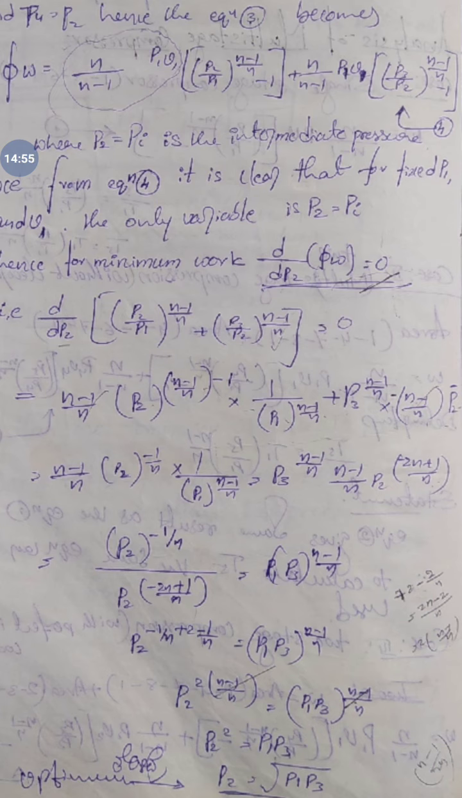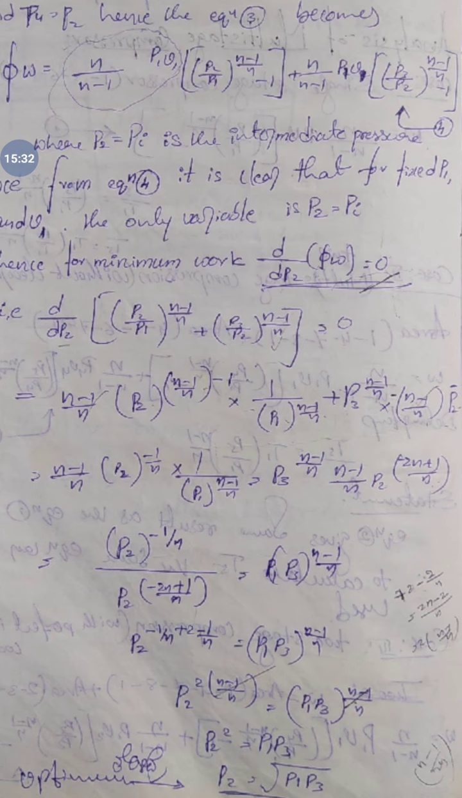So again it is simplified into P2 to the power of 2 into (n-1)/n is equal to P1 P3^((n-1)/n). On both sides (n-1)/n gets cancelled, so you will get P2 squared is equal to P1 P3, or P2 is equal to the square root of P1 P3. So this P2 is nothing but the optimum pressure ratio, or the intermediate pressure P2. The above equation can also be written as P2 by P1 is equal to P3 by P2.